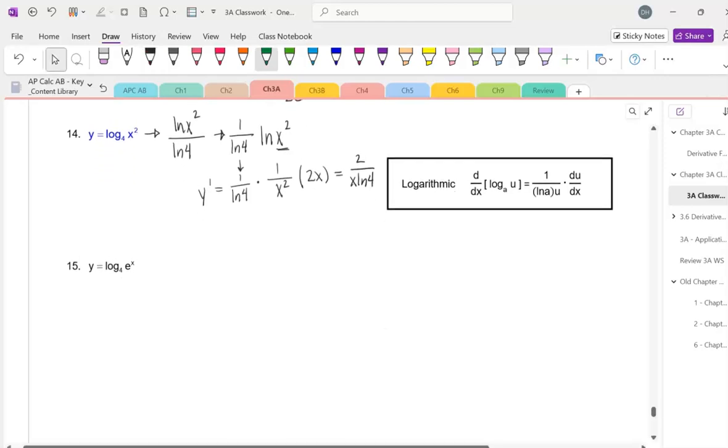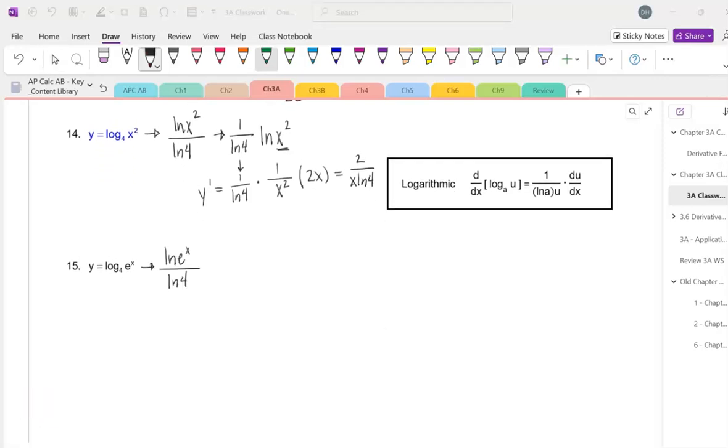Same thing with number 15. Rewrite it as a change of base, natural log e to the x divided by natural log 4. You can write it like this, or my preferred way is this. Move the x to the side and take the derivative.